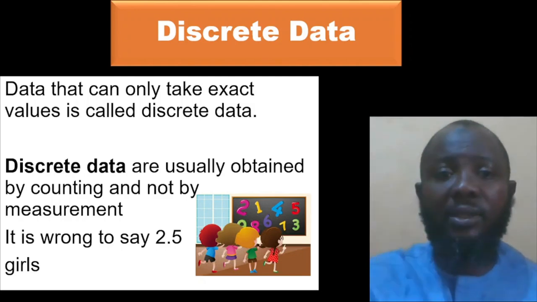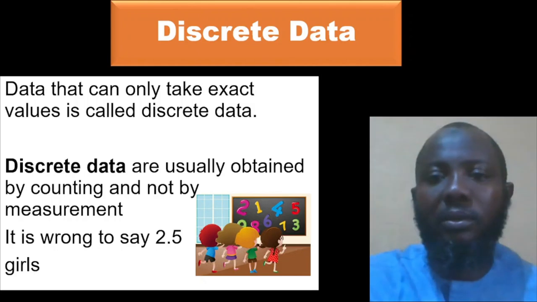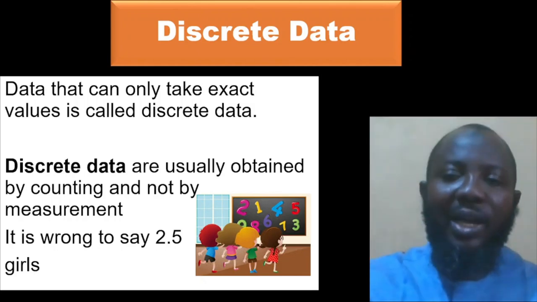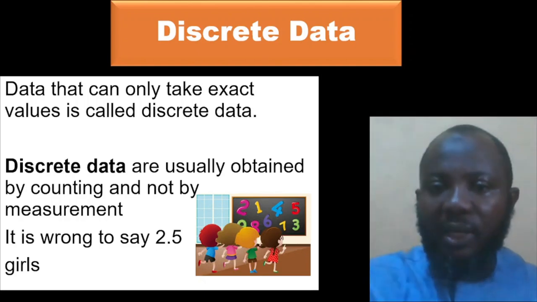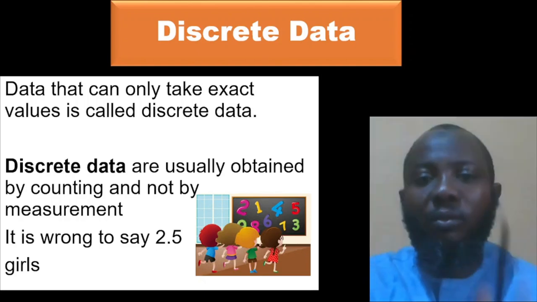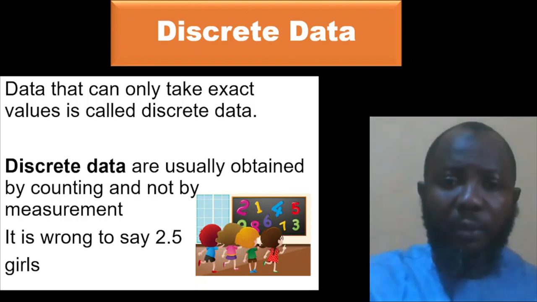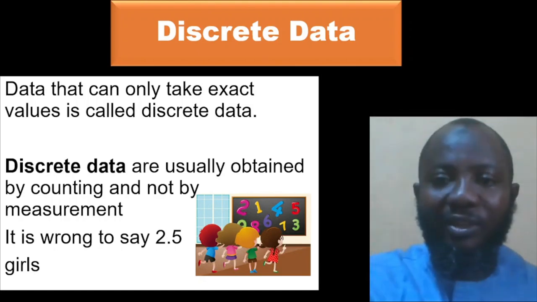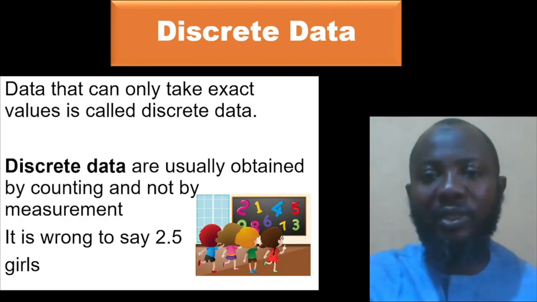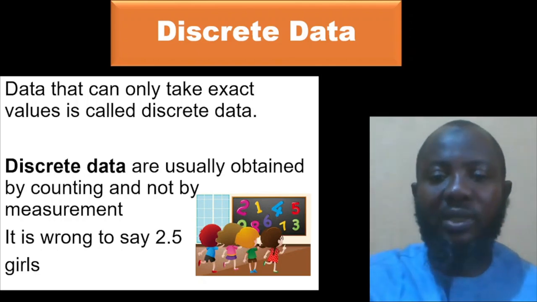So that's why I said discrete data are usually obtained by counting. We count them, how many are they, and not by measurement. You know, when you measure something, you can have 1.2, 1.3, 1.4, 1.5. So that is not discrete. Anytime you now see a number that is 1 point something, 2 point something, all those ones are not discrete data. I hope I'm making sense. So that is why it is wrong to say 2.5 girls or 2.7 boys. All those things are not possible. So that is what refers to discrete data.